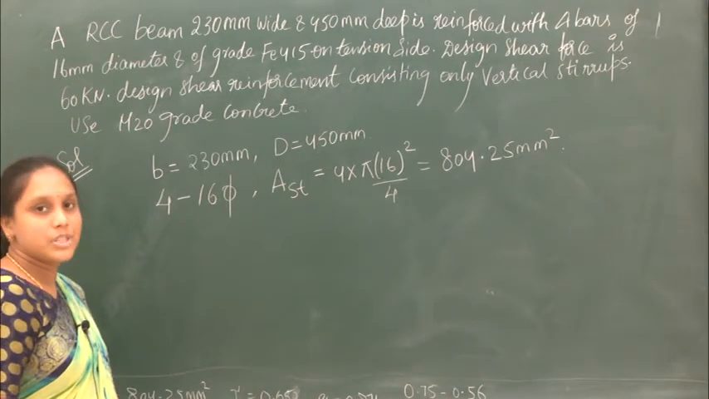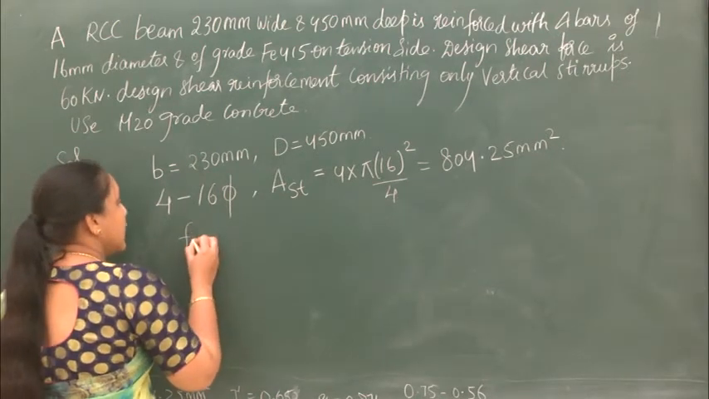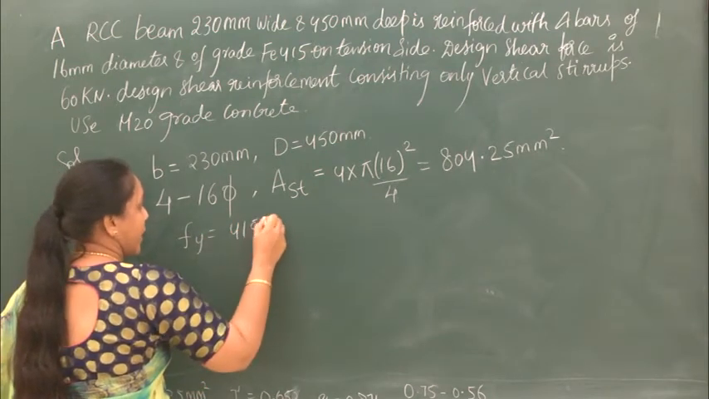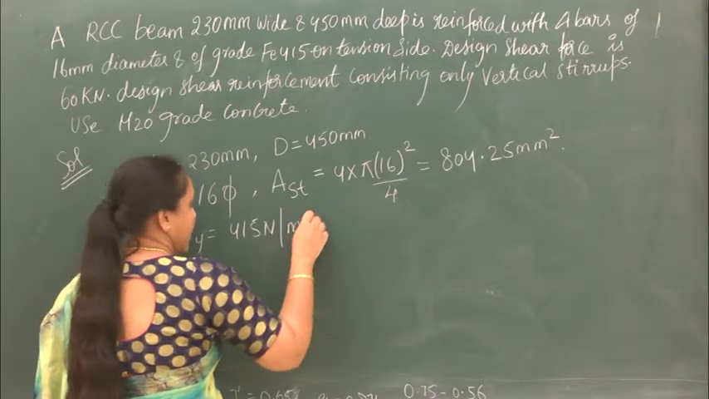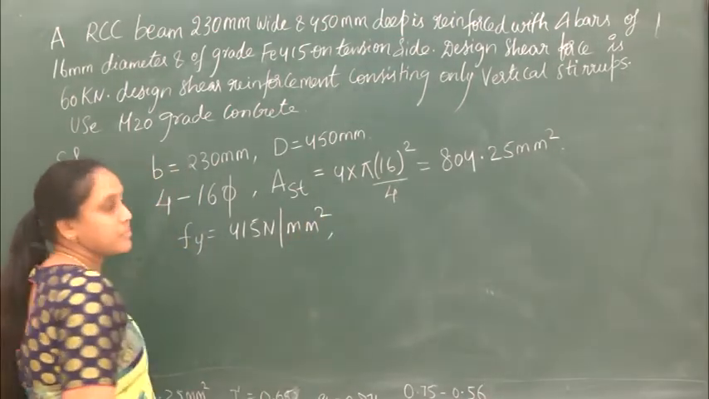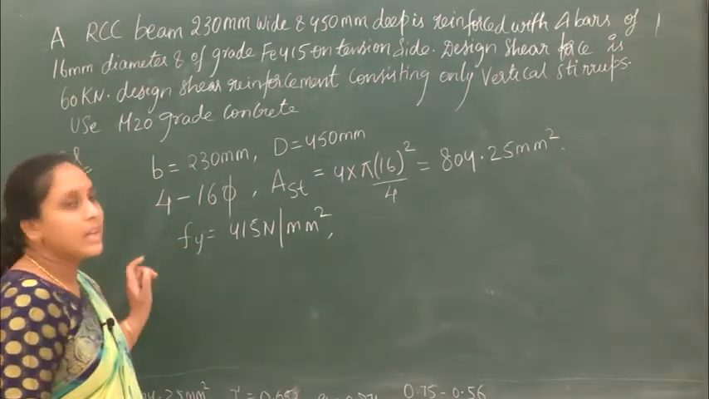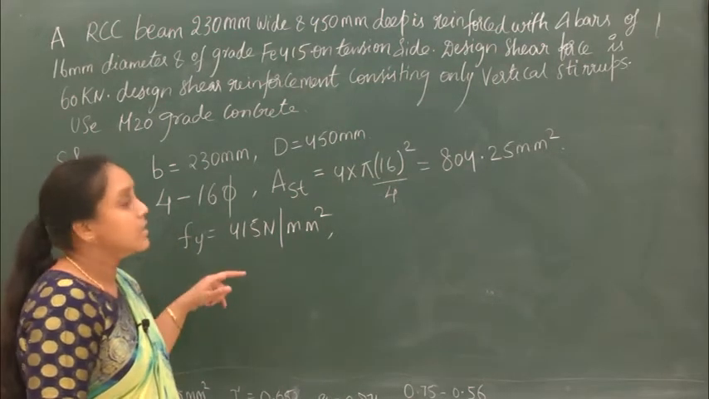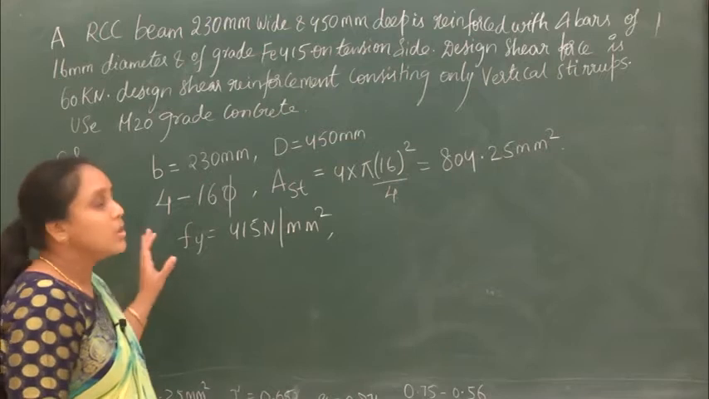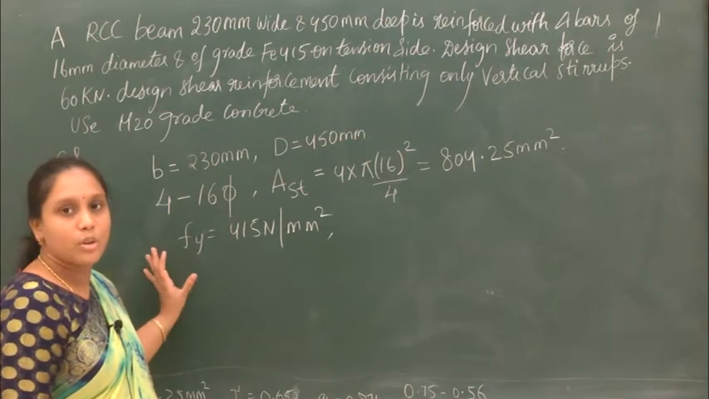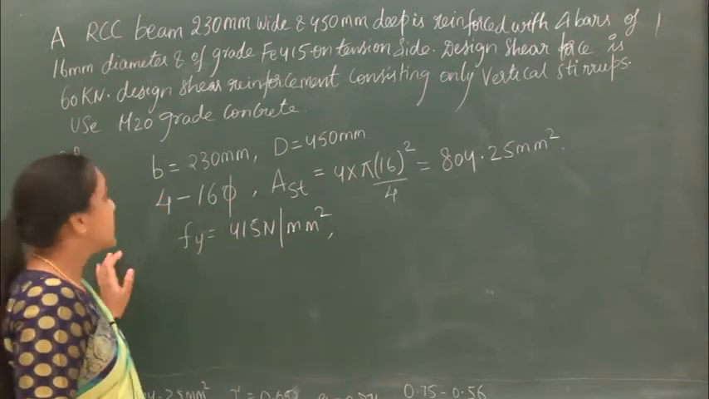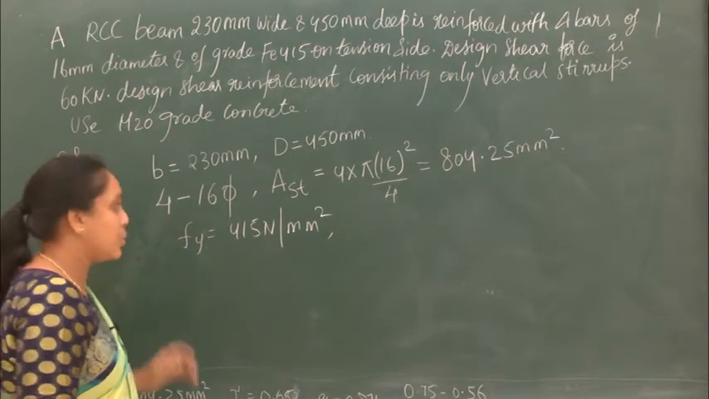What is the grade of steel here? The grade of steel is Fe415, so fy will be 415 Newton per mm square. And what are we asked to find out? We are asked to design the shear reinforcement, and the other data is also given: the design shear force is 60 kN.